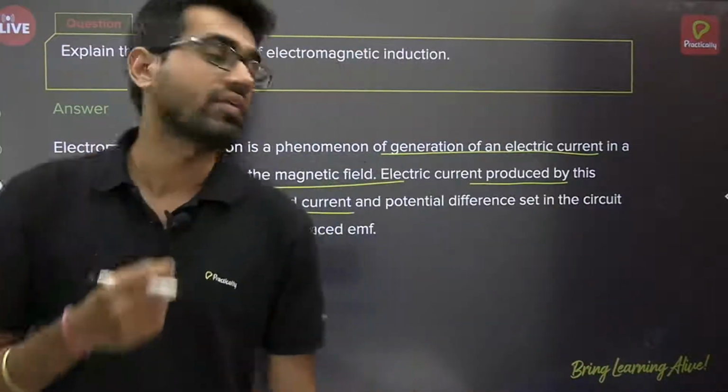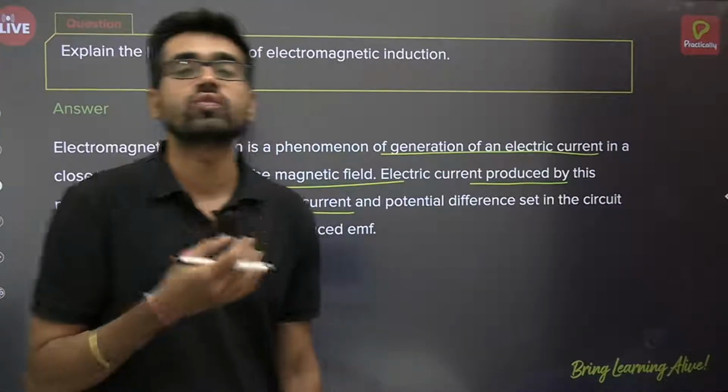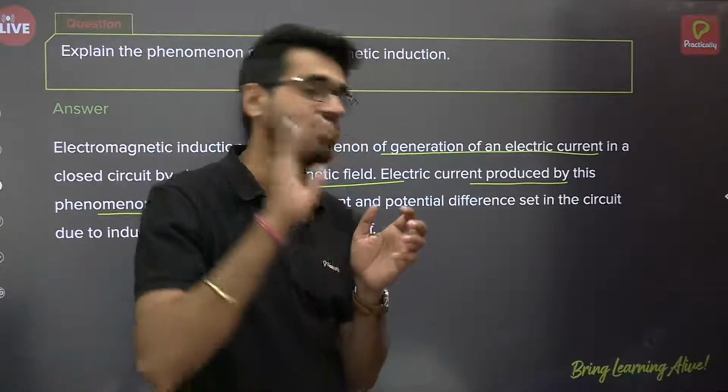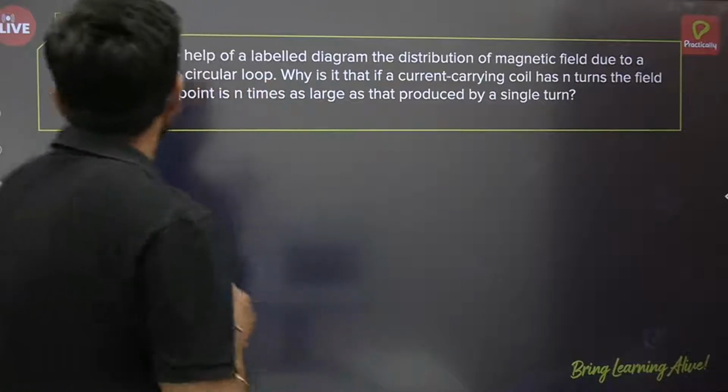So now what we have to remember is that the rule used to find the direction of the induced current is the right hand thumb rule. Oh sorry, Fleming's right hand rule. Sorry, I slipped my mind. Let's move to the next one.